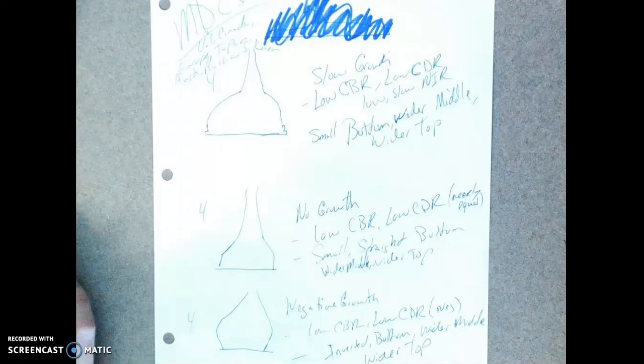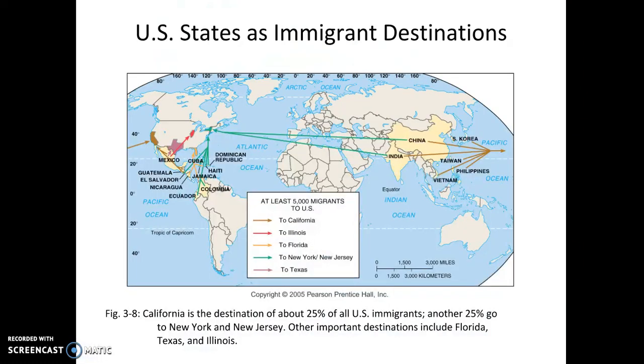And then you have your last option for stage 4, which is negative growth, low crude birth rate, low crude death rate. Usually this results in a negative because the death rate is higher than the birth rate. You have an inverted bottom, a wider middle, and a wider top.